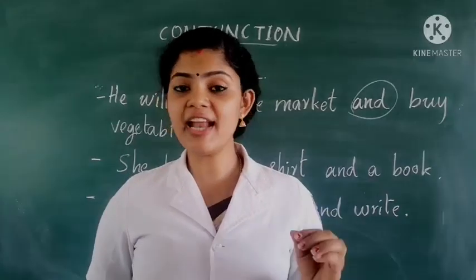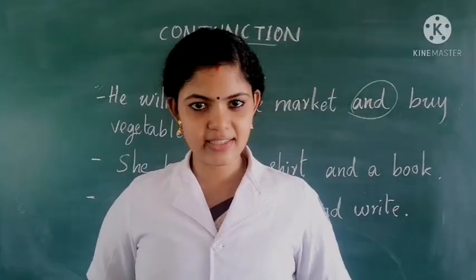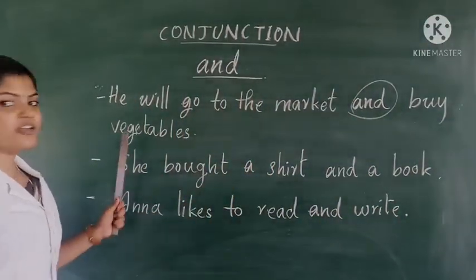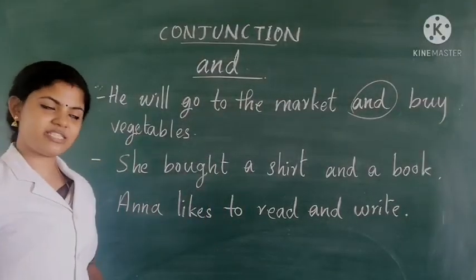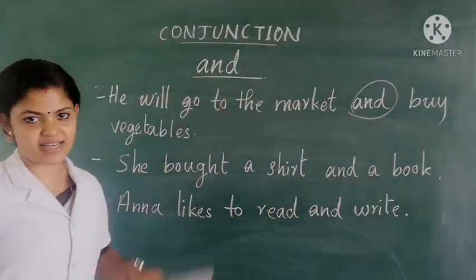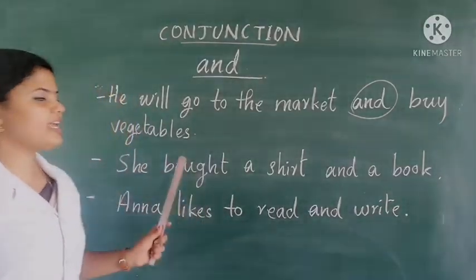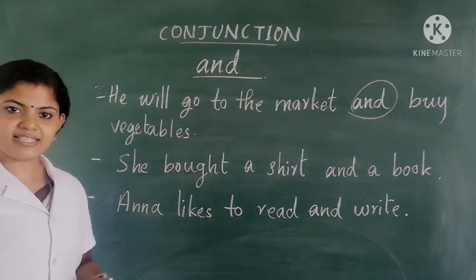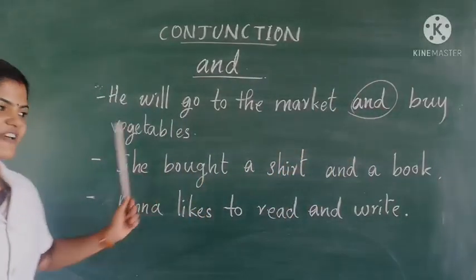We use the conjunction and to join the words which are similar or related. For example, he will go to the market and buy vegetables. Here, buy vegetables is related to the first sentence. We are going to the market to buy vegetables, right? So here we use the conjunction and to connect both these sentences. He will go to the market and buy vegetables.